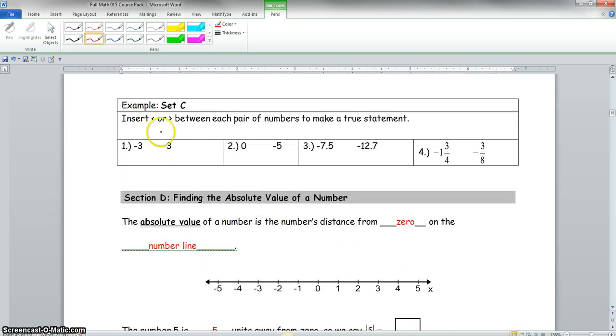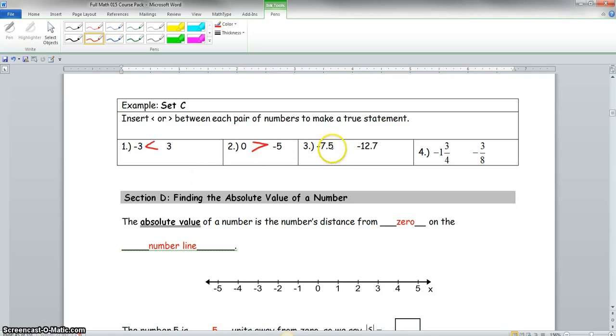Now it says here, insert less than or greater than between each pair of numbers to make a true statement. So we had -3 and 3. We know all positive numbers are greater than negative numbers. So we know that our inequality would point to the -3. So -3 is less than 3. Now also, in addition to positive numbers always being greater than negative numbers, 0 is always greater than negative numbers. So we will have 0 and we have -5 here. Now we know 0 is greater than -5. So this point is supposed to be pointing to the -5.